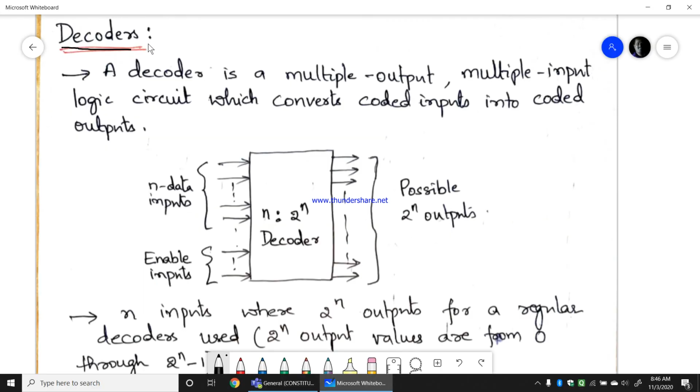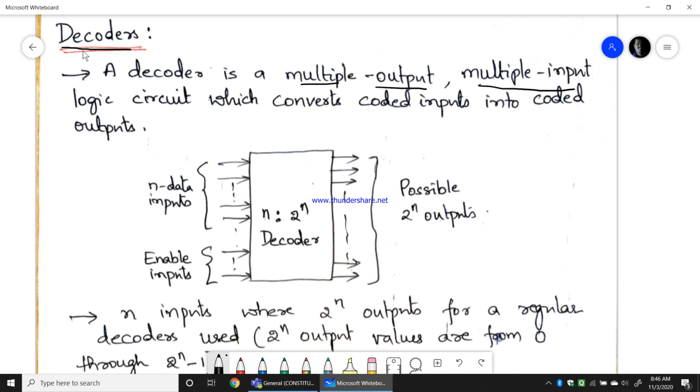Decoders is what we are going to learn. A decoder is normally a multiple-input and multiple-output logic circuit. Decoders always have multiple inputs and multiple outputs, and are used to convert coded inputs into coded outputs. A coded input is given to the decoder, and it decodes it to the required coded format, which is the output.